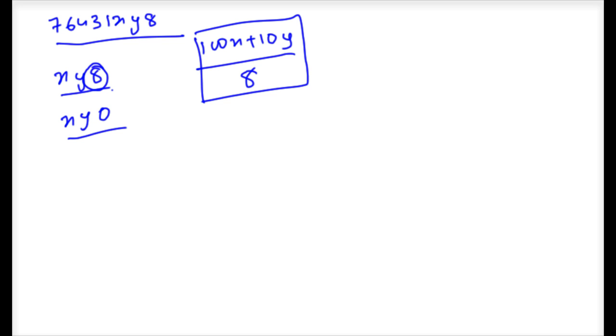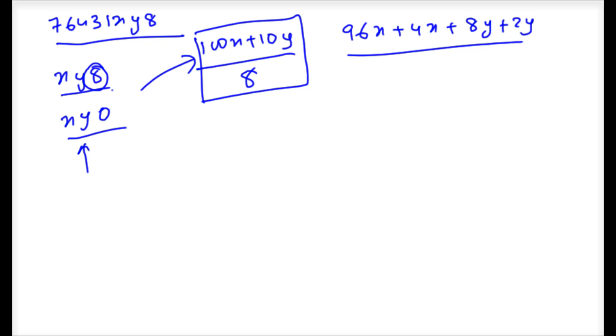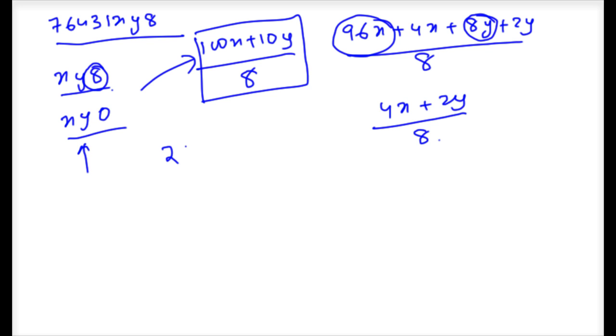See, if I just start working with x, y, it doesn't make any meaning, so I will not be able to work. So now I have broken it down into this, and now I think I will be able to work it out. This can also be written as 96x plus 4x plus 8y plus 2y is divisible by 8. Now 96x is always divisible by 8, and 8y is also always divisible by 8. So it is the same as 4x plus 2y being divisible by 8, or 2 times 2x plus y is divisible by 8, or 2x plus y is divisible by 4.